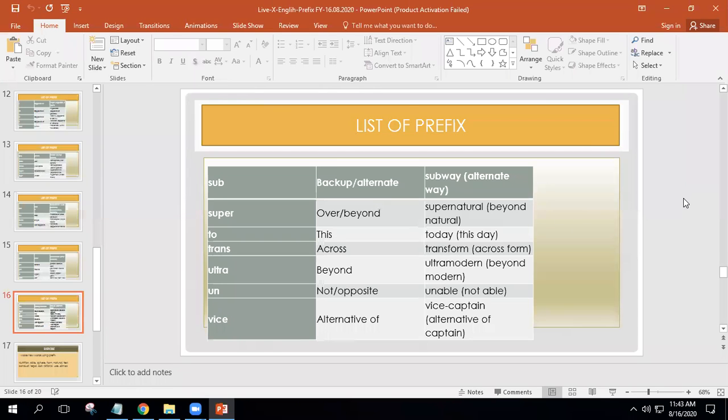Next, super. Super means over or beyond, you know that. And here, supernatural is the example, that is beyond natural. Next, tri. Tri means this.